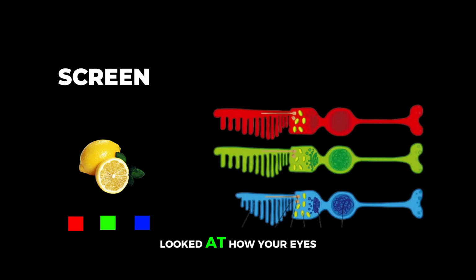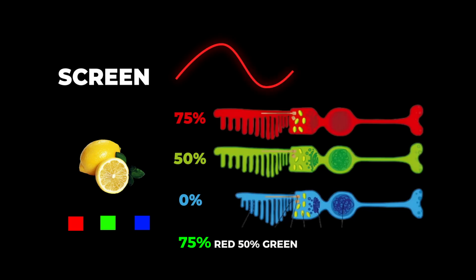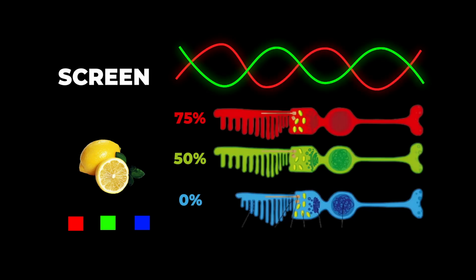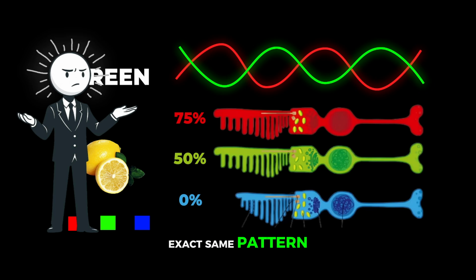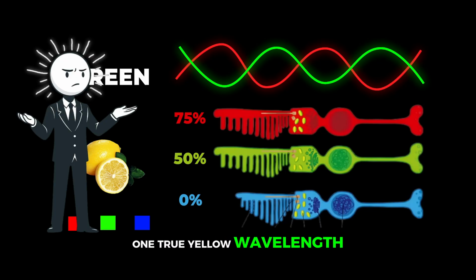Well, scientists looked at how your eyes react to real yellow in the real world, and then used the same RGB pixels to mimic those same activation ratios. So, the lemon on your screen activates your sensors just like a real lemon would: 75% red, 50% green. Now your brain sees the exact same pattern it would see in real life, and it has no other choice but to say, "That's yellow," even though the screen only gave you red and green light, not an actual yellow wavelength. So your screen gives you 2 wavelengths, red and green, instead of one true yellow wavelength, but with the same activation pattern your brain expects.